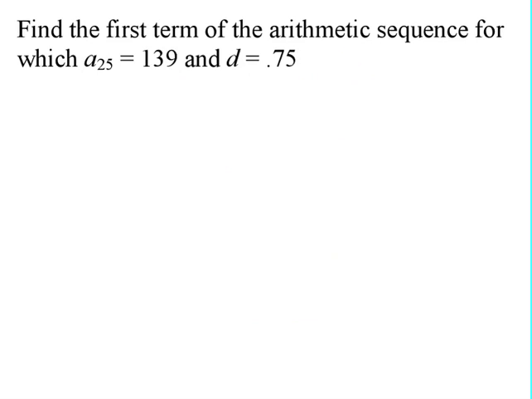Okay? All right, find the first term of the arithmetic sequence, for which a sub 25 equals 139 and d equals 0.75. Okay, find the first term of the arithmetic sequence. We should write our formula. So now let's plug in what we know.